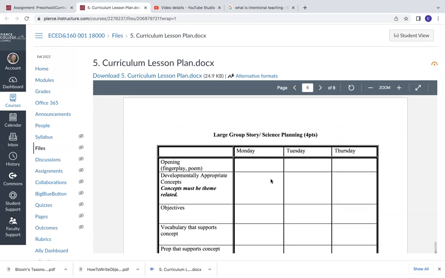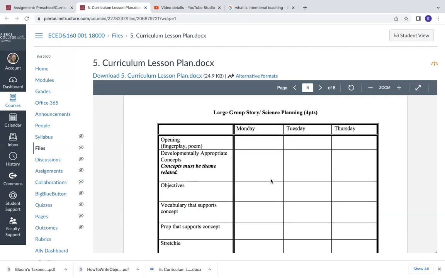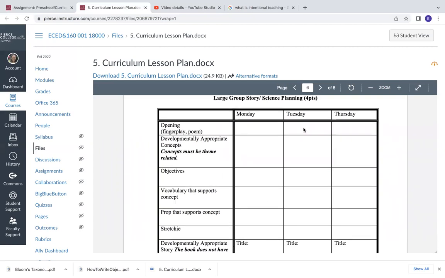So this grid is worth 4 points. Everything that you've planned before in written form, you're now going to plug into this grid. So you're going to have a finger play for Monday, Tuesday, and Thursday. You're going to have the concept, 1 concept for each day. The objective that supports that concept. Vocabulary supports that concept. The prop that supports the vocabulary and the concept. So everything is related here.